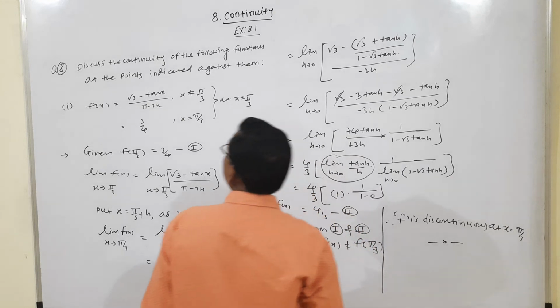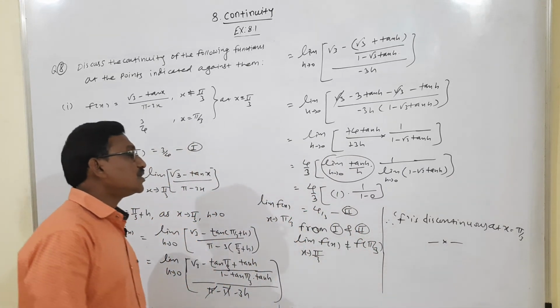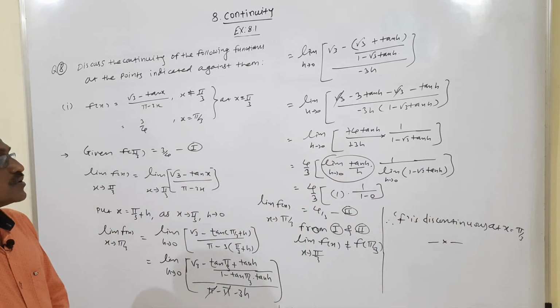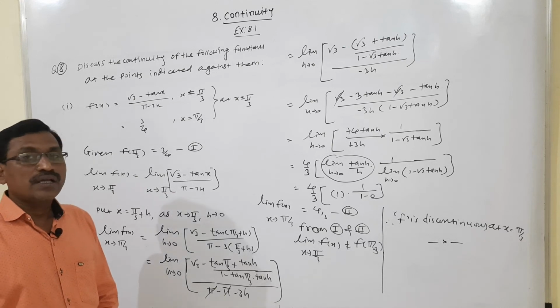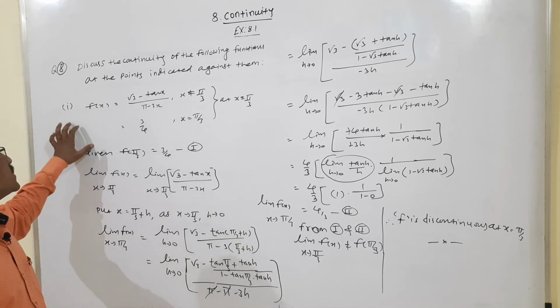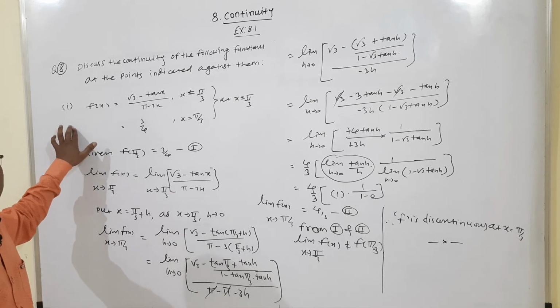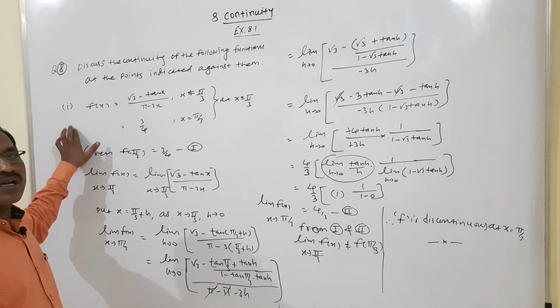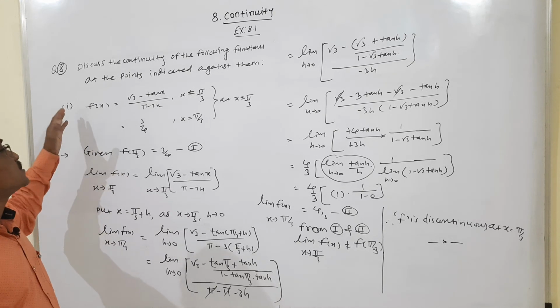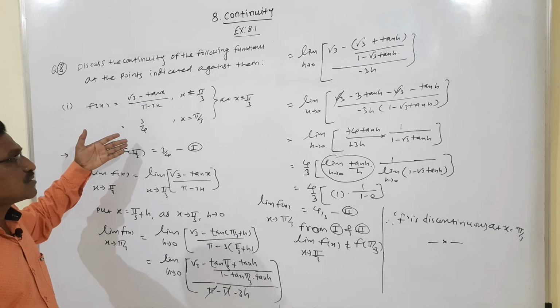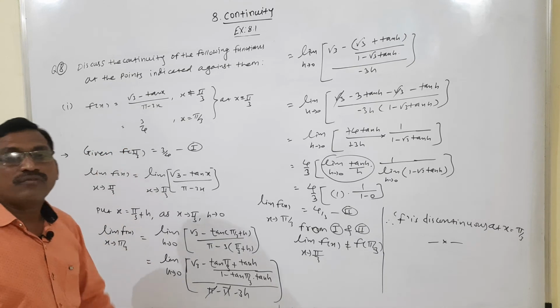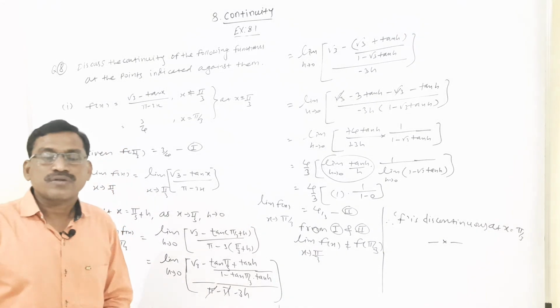Hence we have shown that the given function is discontinuous at x equal to pi by 3, and the remaining two examples, number two and three, you may try to solve at home because they are the same as example number one. So today we will stop here.